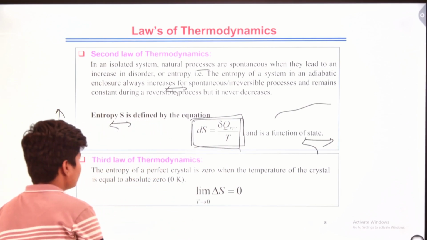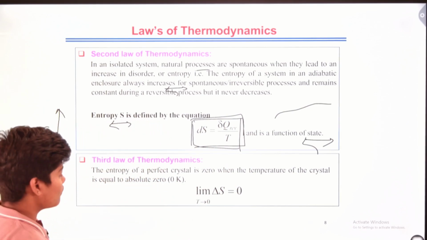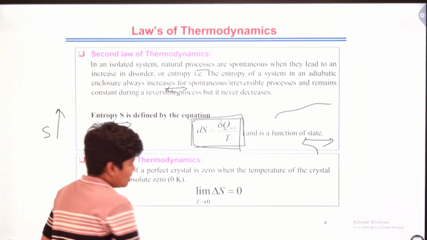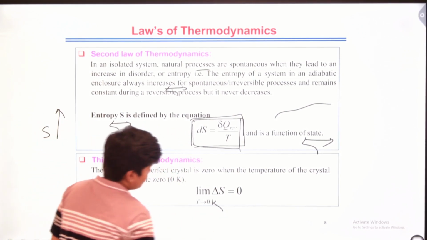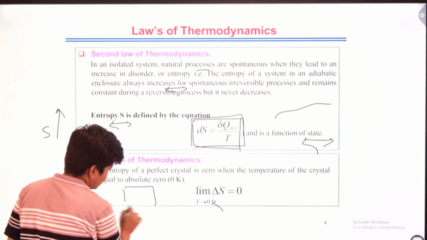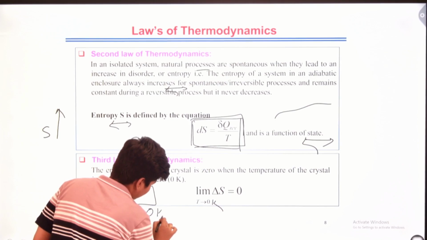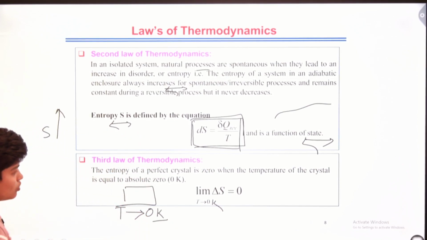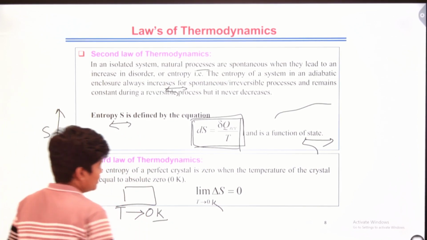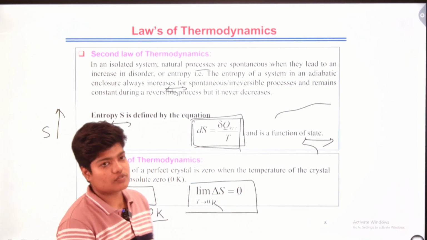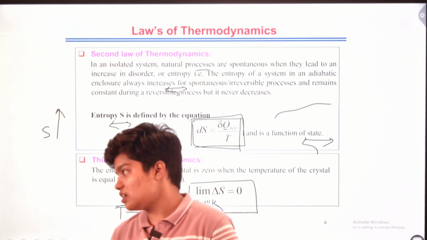Now the third law of thermodynamics says the entropy of a perfect crystal is 0 when the temperature of the crystal is at absolute 0 Kelvin. Let a perfect crystal be there, where the temperature is at 0 Kelvin, the entropy will be 0. It means the limiting ΔS at temperature 0 Kelvin will be 0. It is the fourth most important law of thermodynamics. Okay.